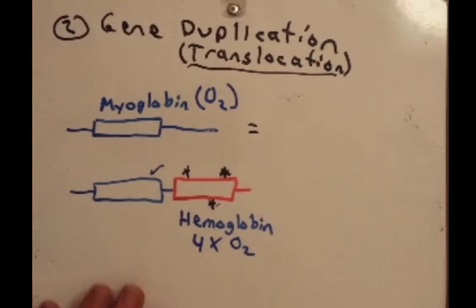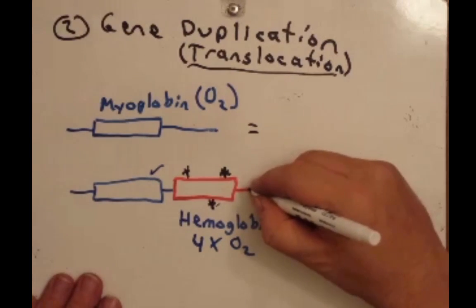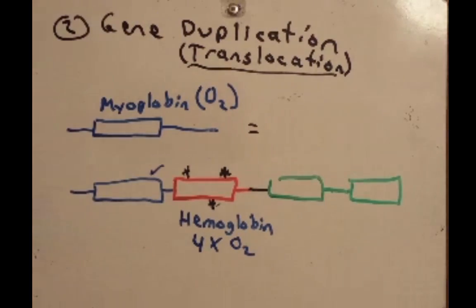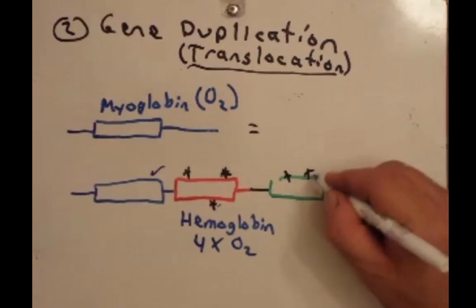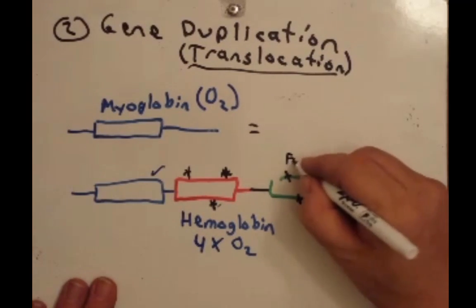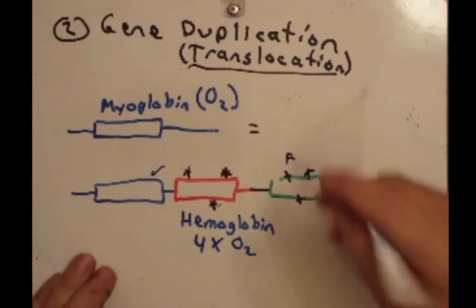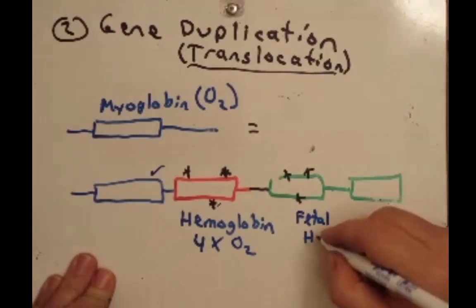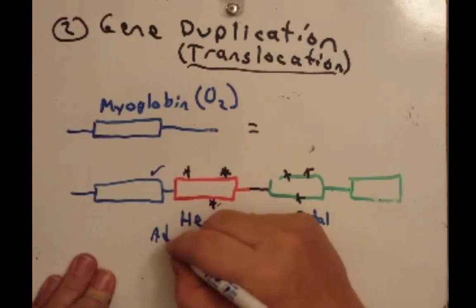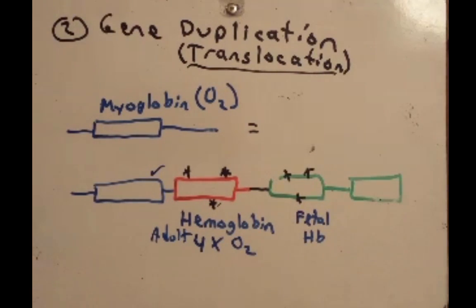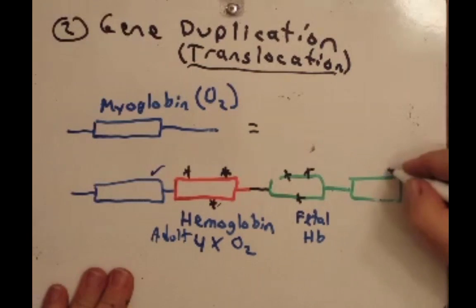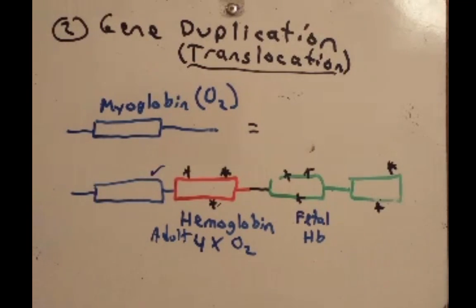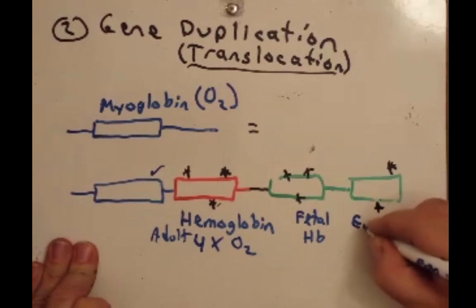And then on top of that, if that wasn't enough, this hemoglobin now duplicated a few more times, but let's just talk about these two. And then over time, it gained new mutations, these new ones here, to give us fetal. Let's write it in blue to be consistent. Gave us fetal hemoglobin. This was adult here. And this other copy here, again, took on mutations and it functions as an embryonic hemoglobin.